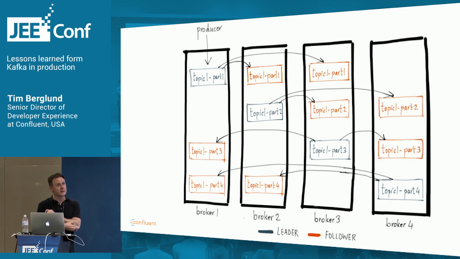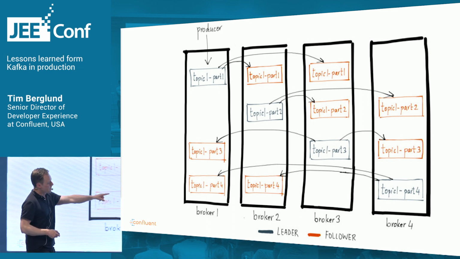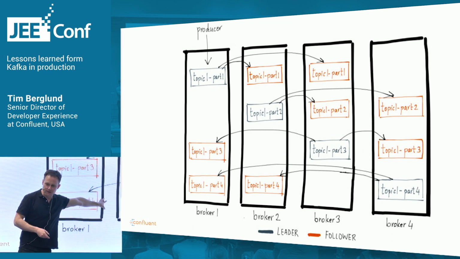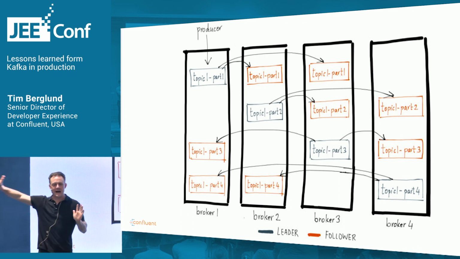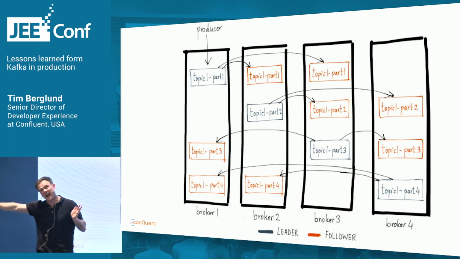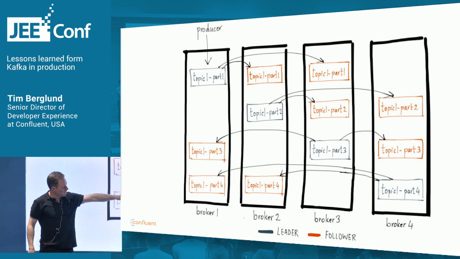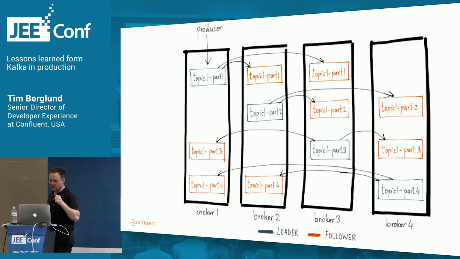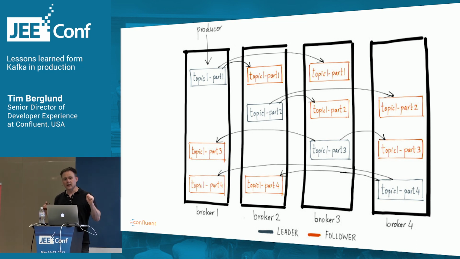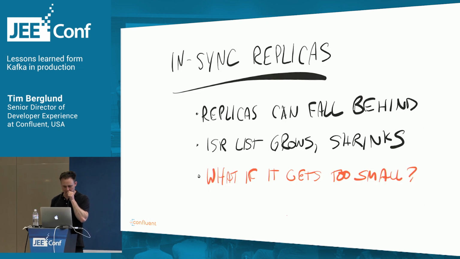For a write to be considered committed, it has to be received by the leader and all in-sync replicas. So if a replica has fallen behind, we temporarily say, we're not going to worry about you. If a message hasn't been acknowledged by the leader and the ISRs, it hasn't been committed, and we can't read it. All right, with that in your head.